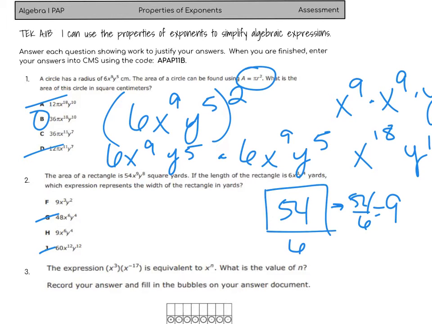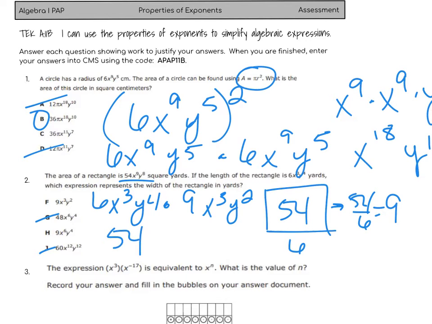So you could divide them, but if you don't like division, you don't know the rule, or you're a little bit confused about what goes in the numerator, what goes in the denominator, you could always work this backwards and multiply. So I could say, well, 6x to the third y to the 4th, if I multiply that by, say, answer choice A, 9x to the 3rd y to the 2nd, do I get that? Well, 6 times 9 is 54.